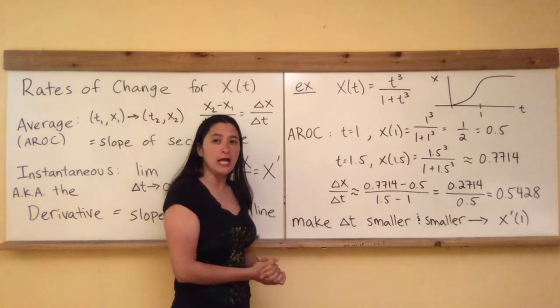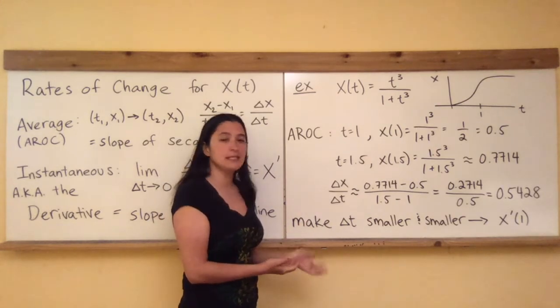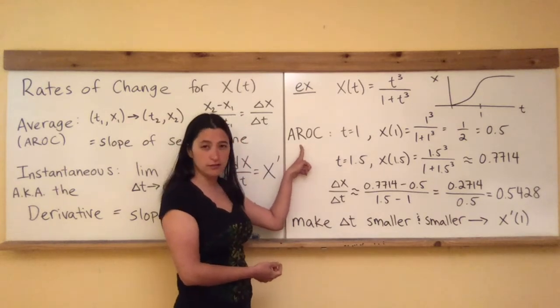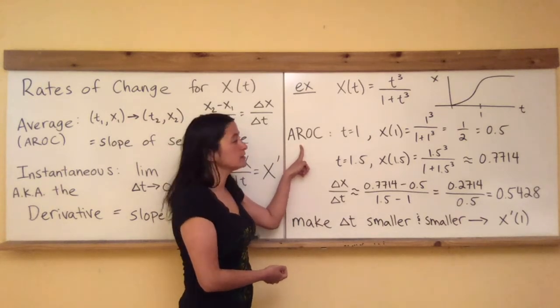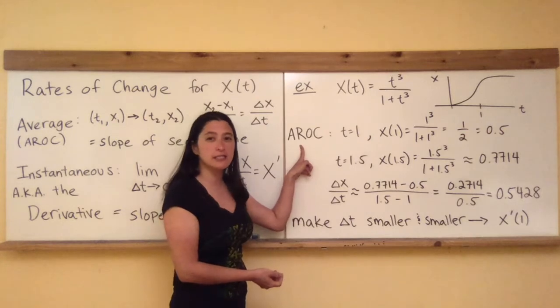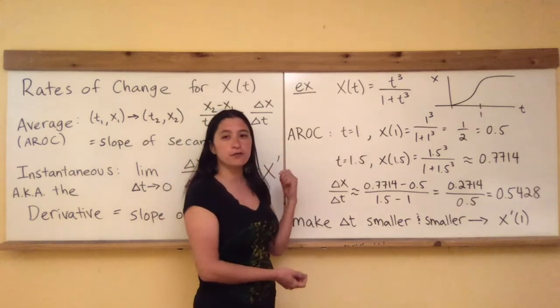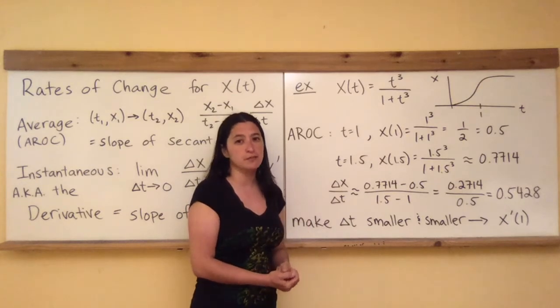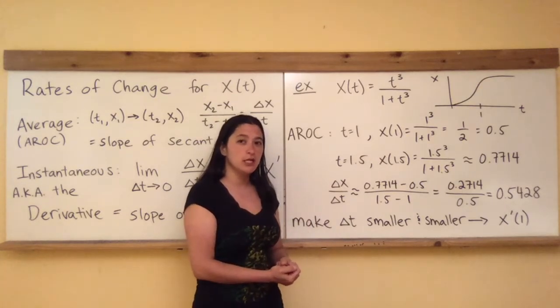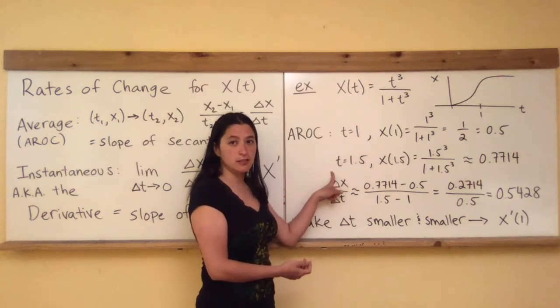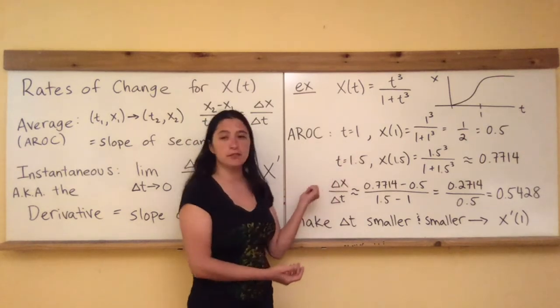For now, we're just going to do an example of calculating an average rate of change. So the average rate of change, like before from pre-calculus, is defined as the slope of the secant line between two points. And so the two things you need to tell me if you ask me to calculate an average rate of change: you got to tell me where to start and you got to tell me where to end, okay? And so that can come in two forms.